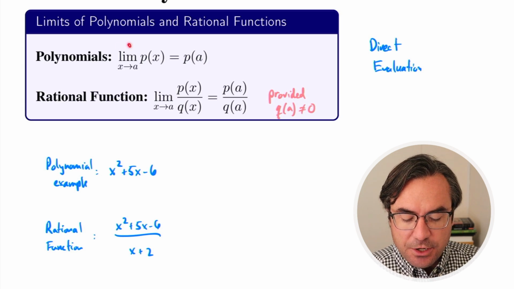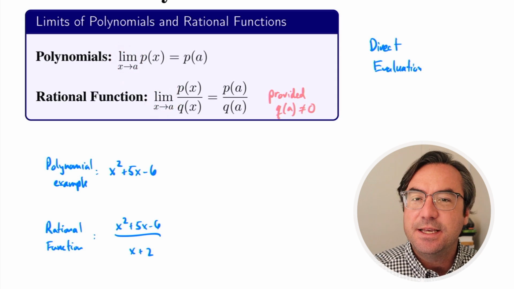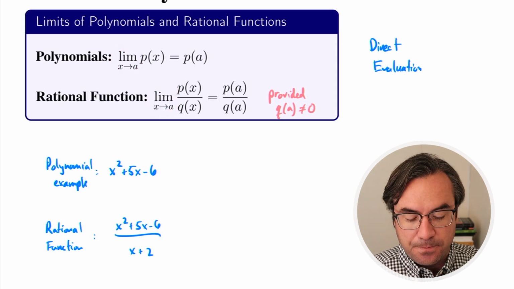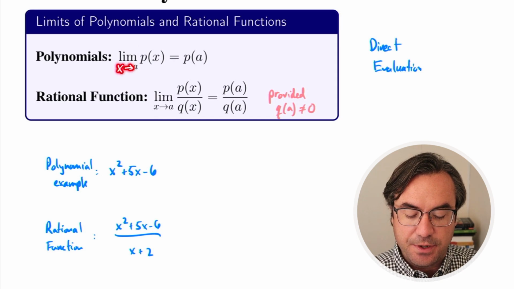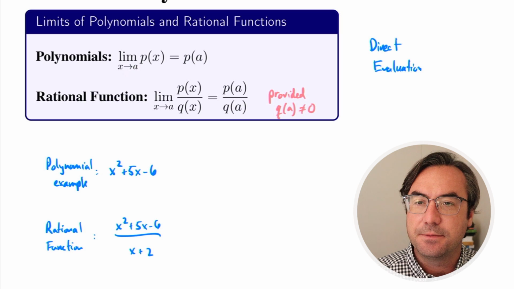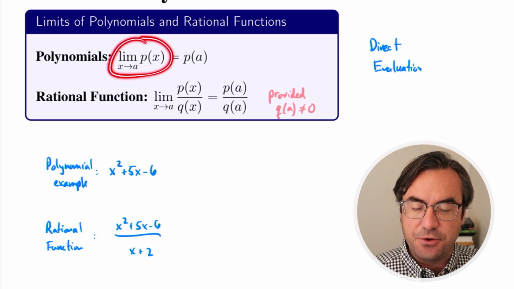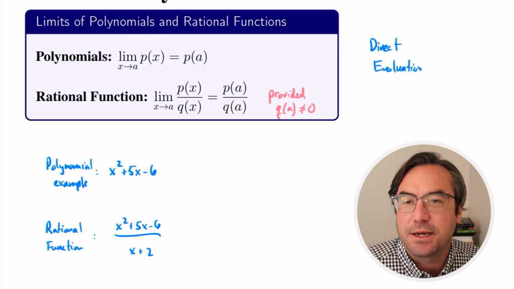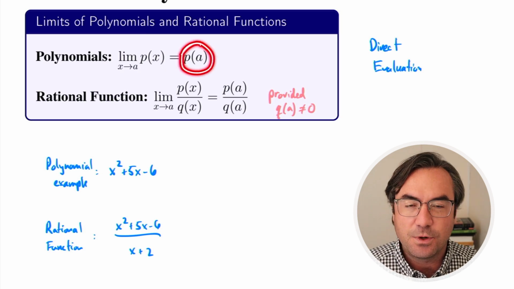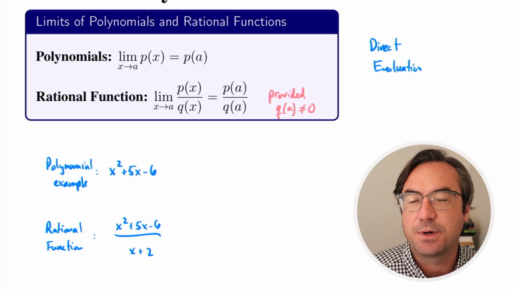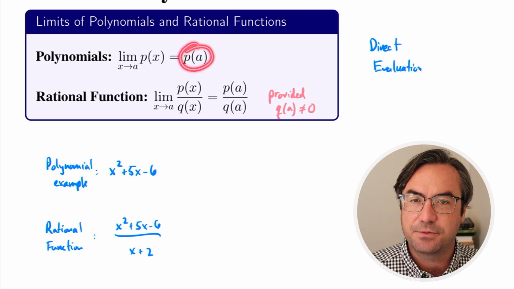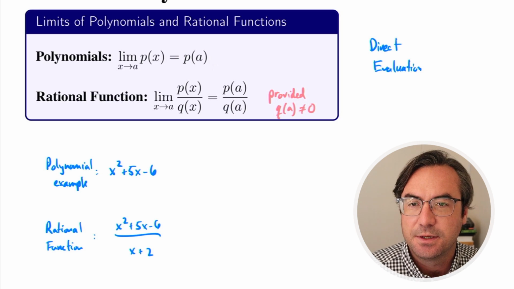So the limit, you want to think of this limit sign like a question. It's asking you, what is this function doing as our input value gets close to this number a? So this is kind of asking you, where is our function going? And what direct evaluation tells us is where we're going. It's going to this value, kind of like what we would expect.